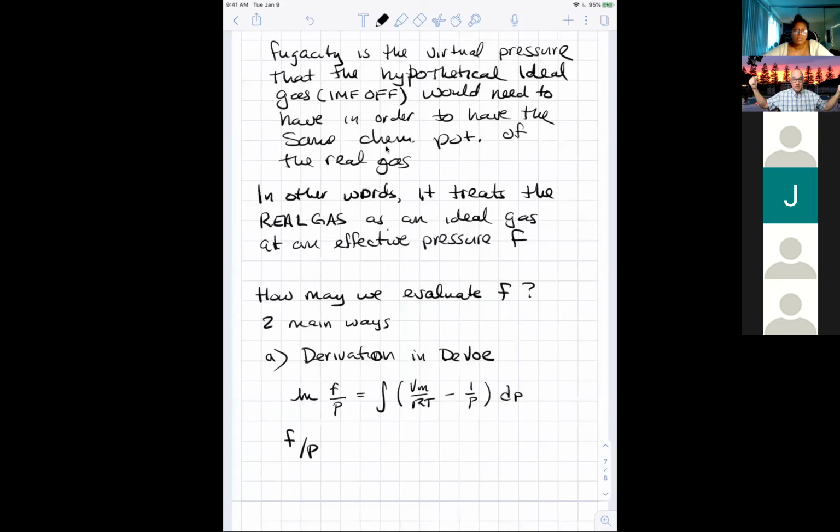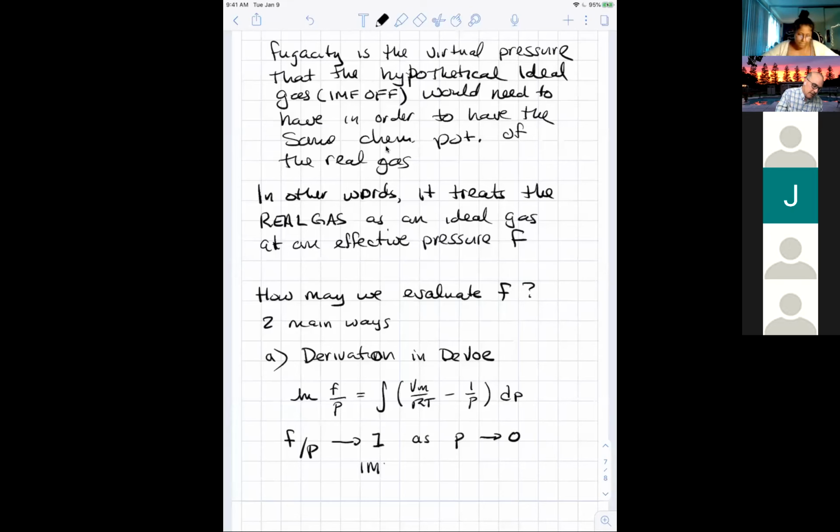At infinite dilution or zero pressure, right? If the pressure is zero, then the distance between the gas molecules is infinity and there's no forces felt. So the ratio of fugacity to pressure should go towards 1 as P goes to 0. So we have this dual limit, right?